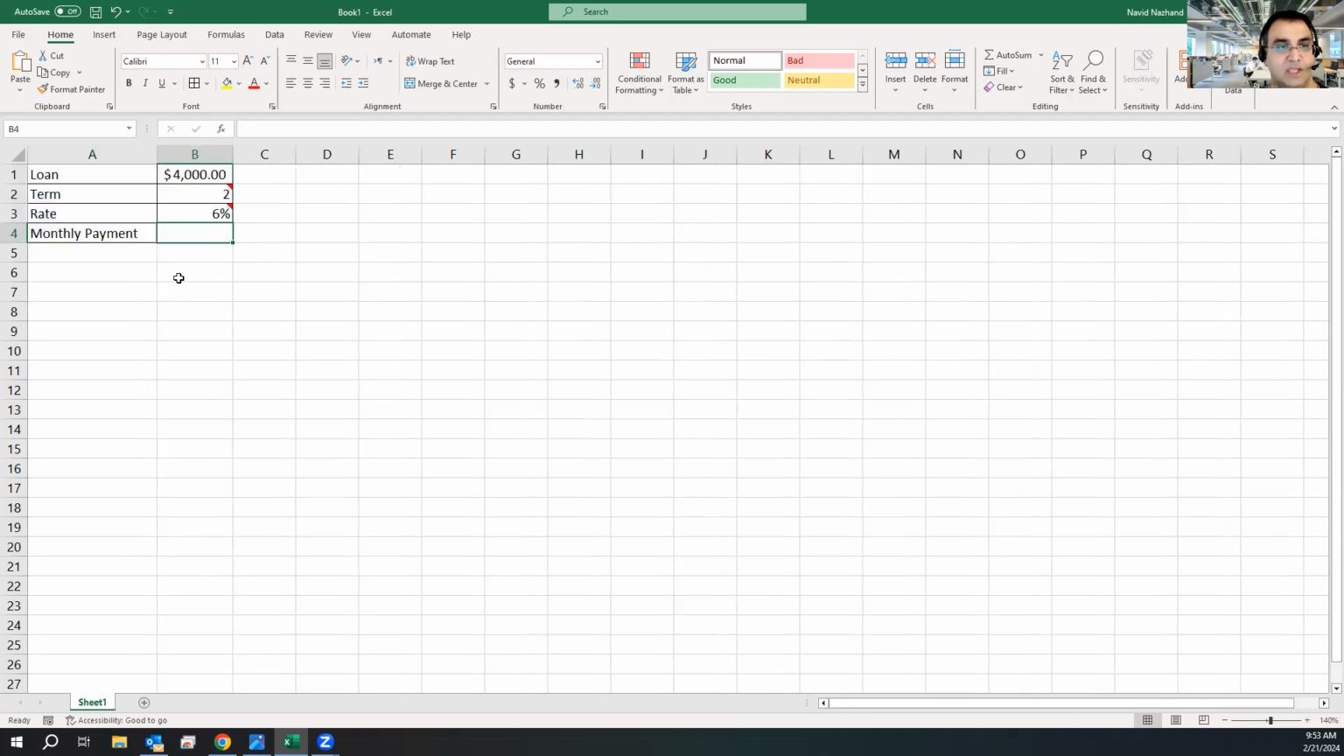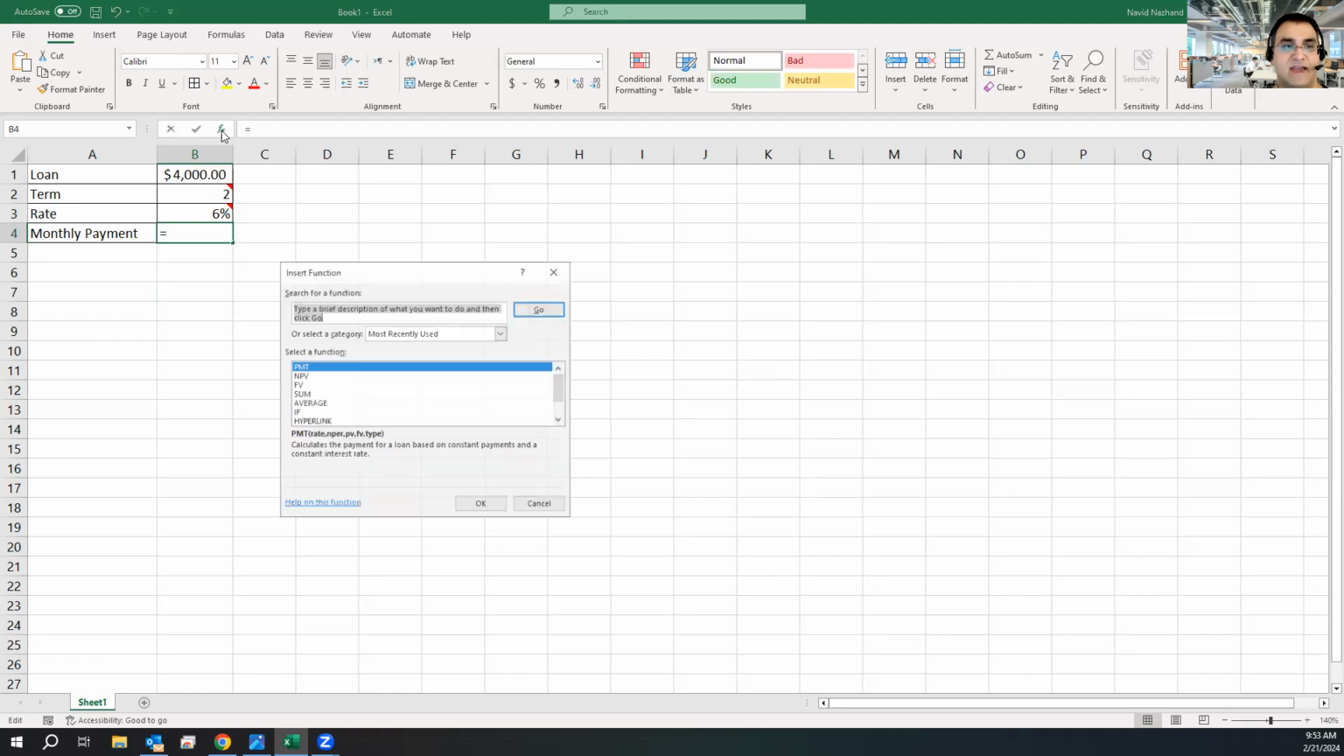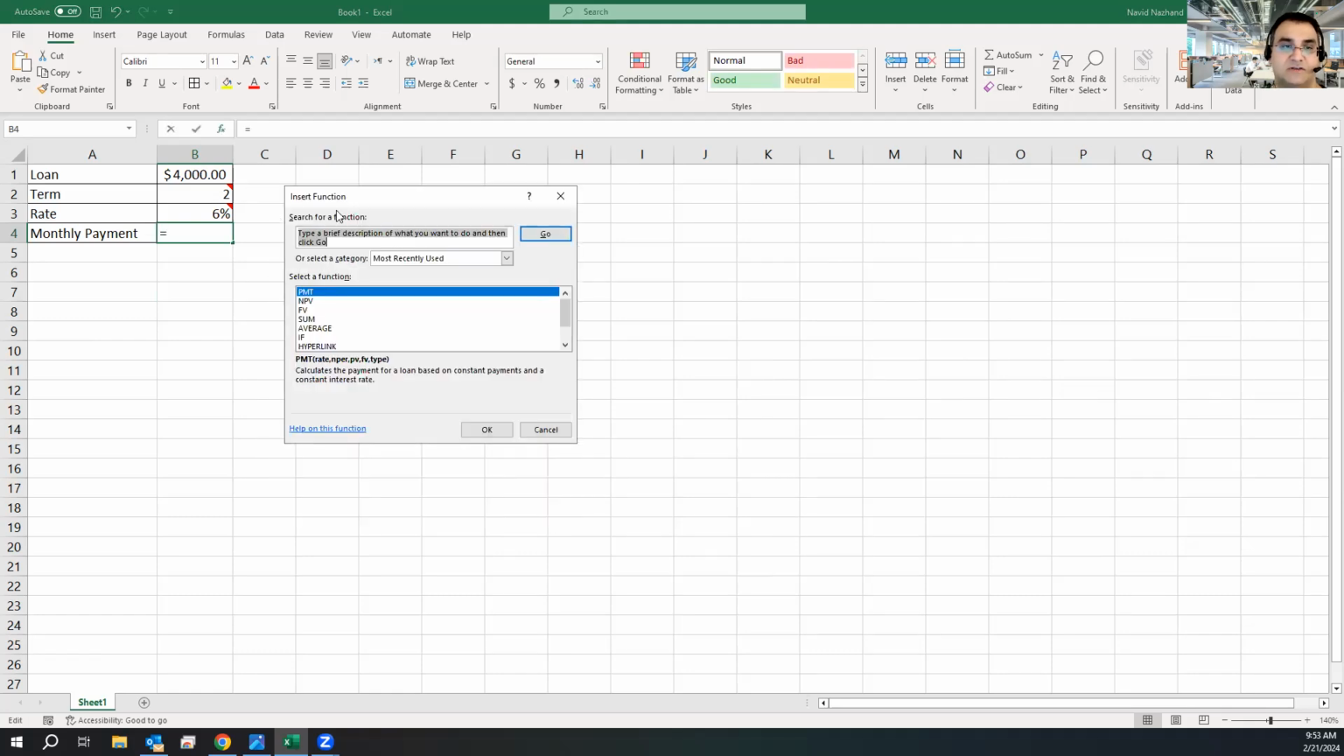Now, in order to get this, we're going to use a formula. There are 2 different ways that you can add the formula. You can start typing the formula. The formula is PMT. I can type it here, or I can click on FX, which brings me the insert function. Here I can use PMT. If you don't have PMT, you can search for it on the top here. I can just put PMT, enter, and you can see that the PMT formula is shown here.